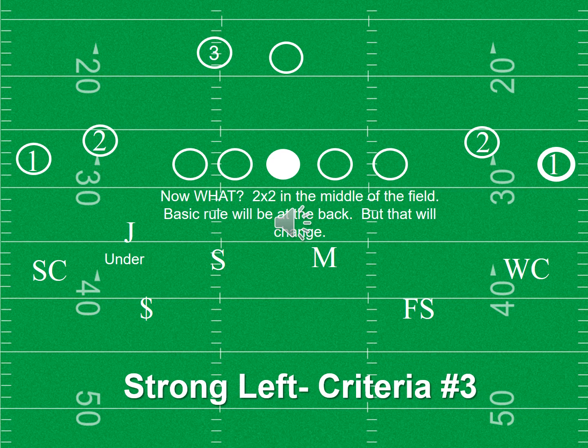This brings us to our last criteria, criteria 3. In criteria 3, we have even numbers of receivers on both sides, and the ball is directly in the middle of the field. Now in criteria 3, our default strength call will be toward the back. So in this case, as in the picture, we are in a strong left. But unlike criteria 1 and 2, criteria 3 can change with a game plan.